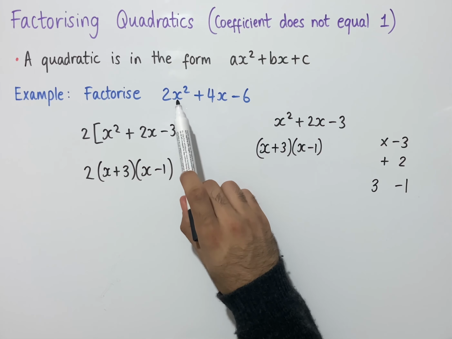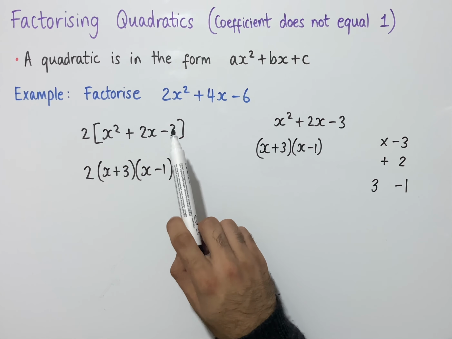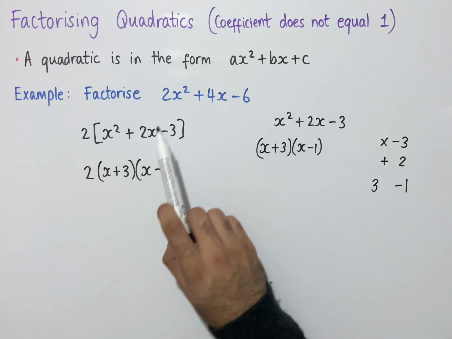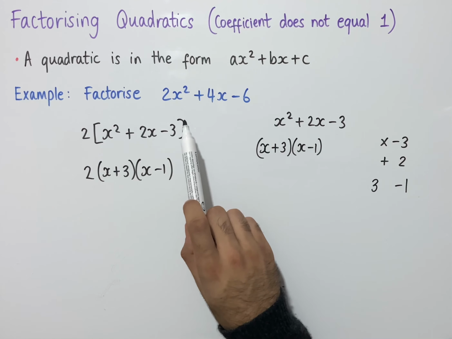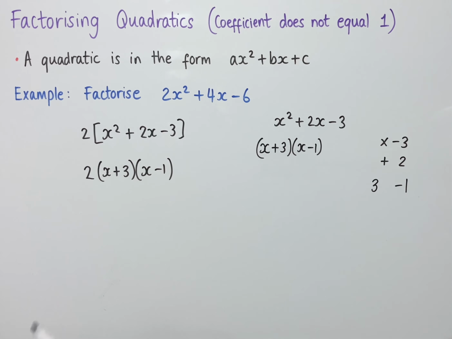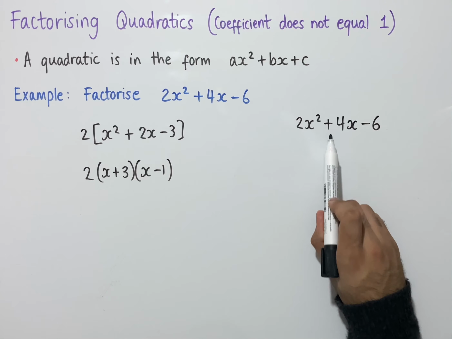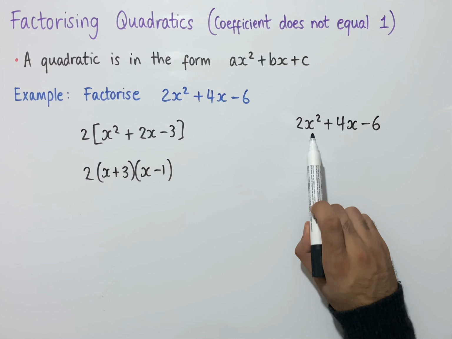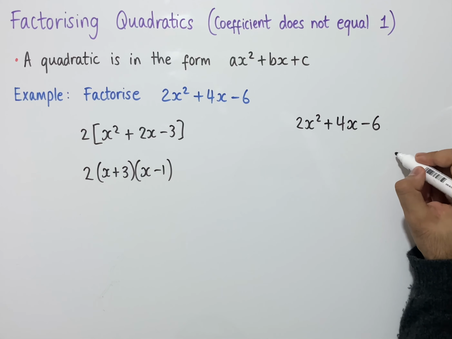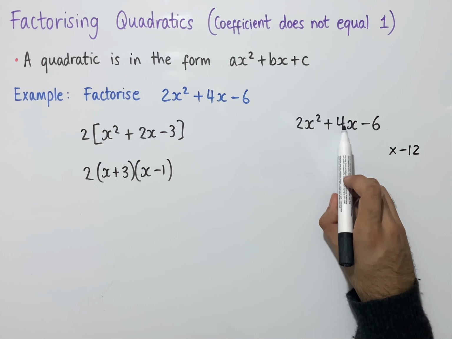Now in this example, we could use this method to factorise this quadratic. But in other questions that are not like this, we are not able to use this method to give us an easy quadratic to work with. So there is a different method we use to factorise quadratics of this form, called factorising by grouping. Let's look at that method with this quadratic. What we look for are two numbers which multiply to give us 2 times minus 6, which is minus 12, and add to make 4.